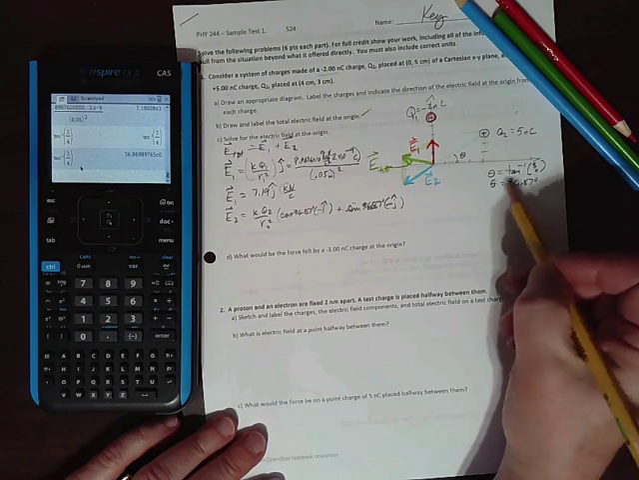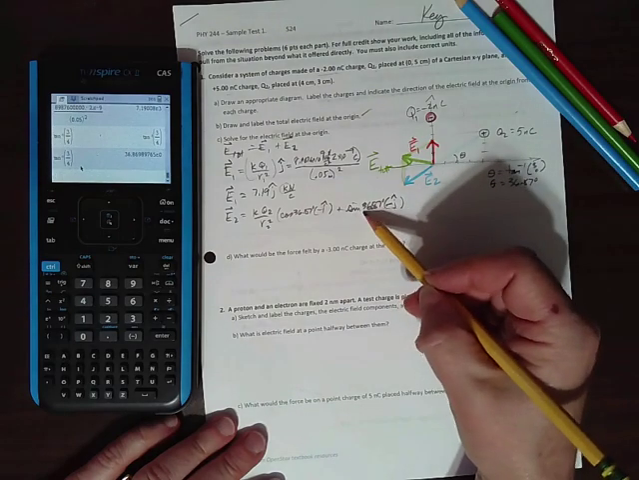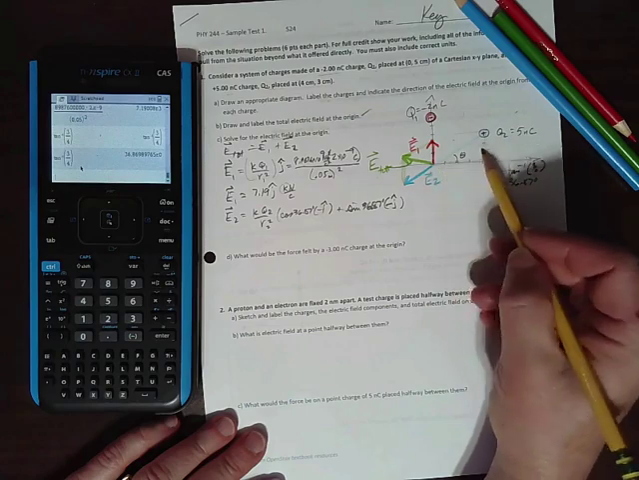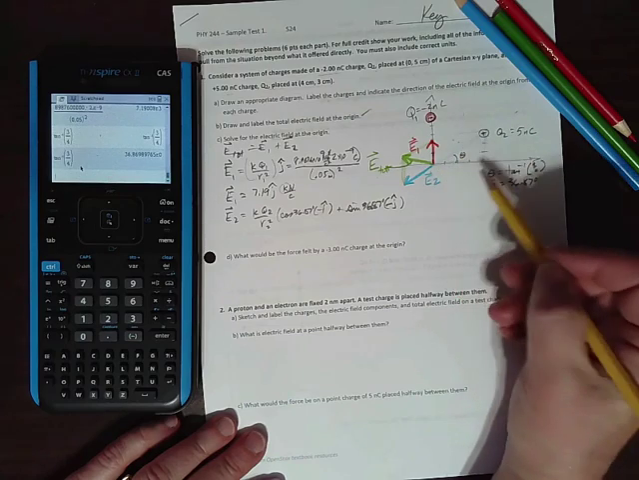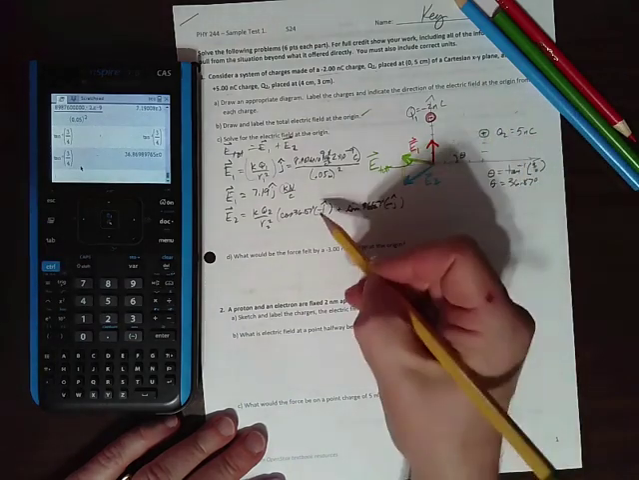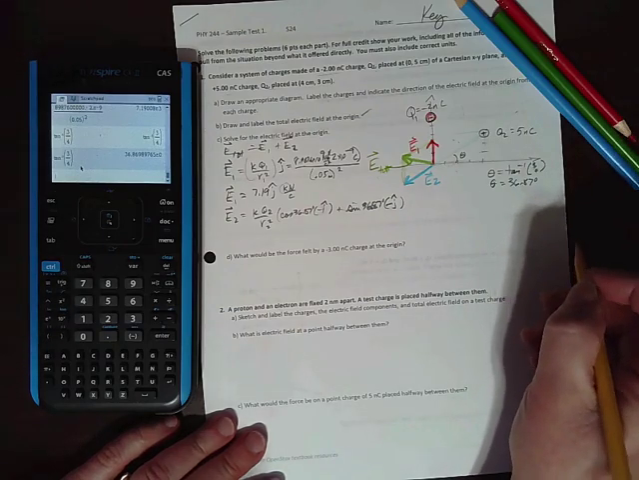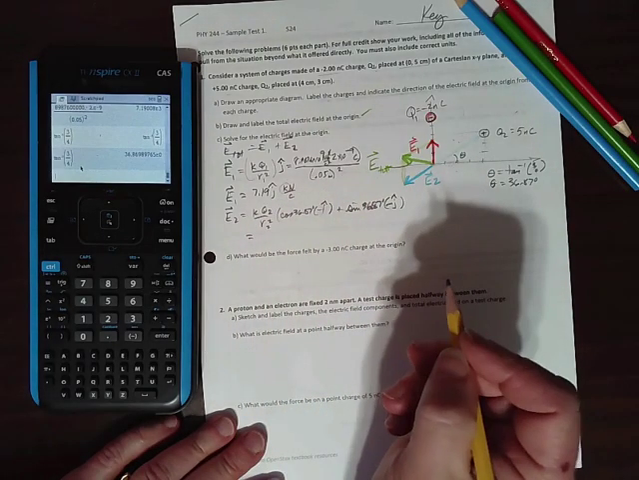We could have also done, well, we know that sine is opposite over hypotenuse. This is a 3, 4, 5 triangle, so sine is 3/5 and cosine is 4/5. And put those in there instead of the sine and cosine, but it gets the same thing.